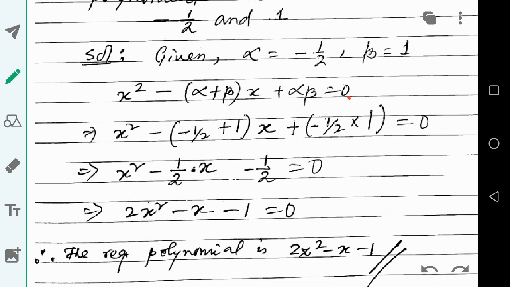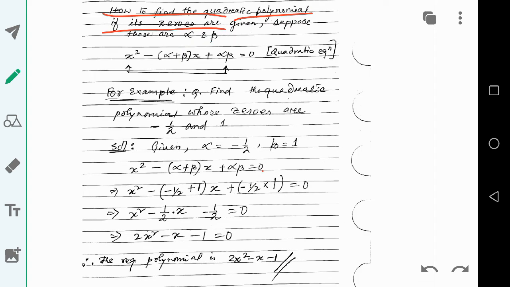I hope you have understood. So I have completely solved this exercise 2.2.